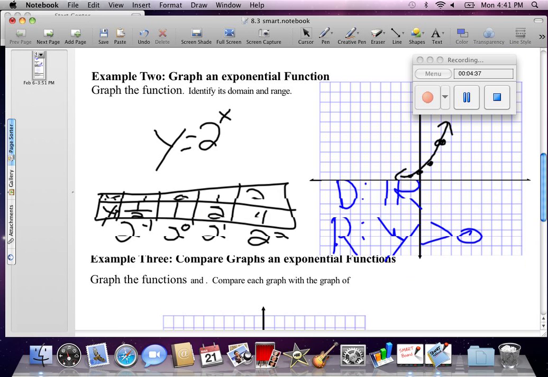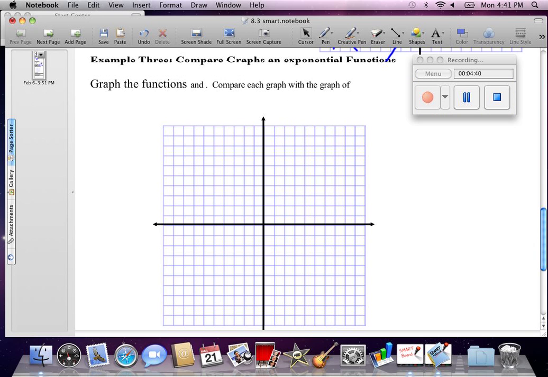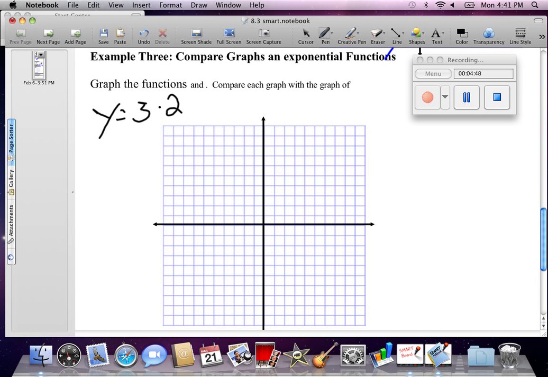So we're going to look at 2 other graphs and be able to compare them. The 2 other graphs that we're looking at is y equals 3 times 2 to the x. And I'm going to do this one in black, and we're going to see how it's different than the second one, which is y equals -3 times 2 to the x. Okay, so the first one, again, we're going to make a table.